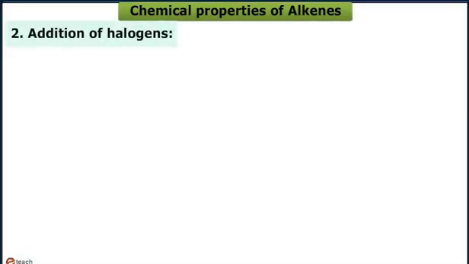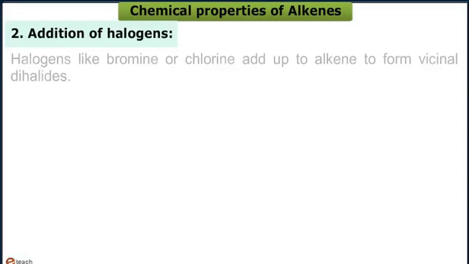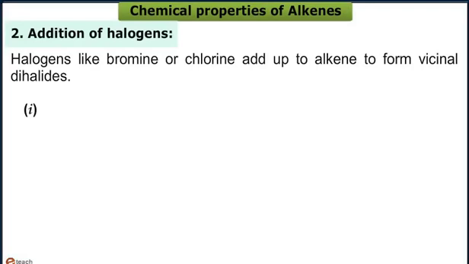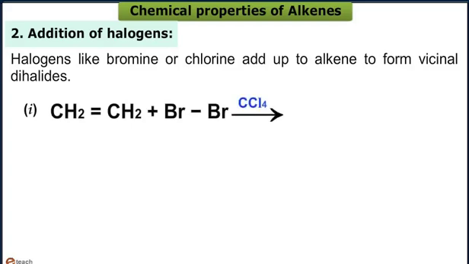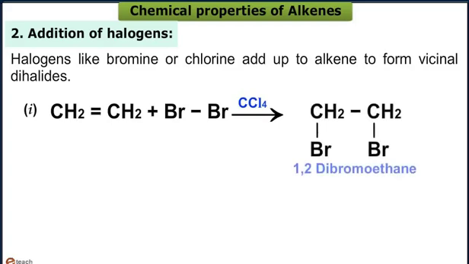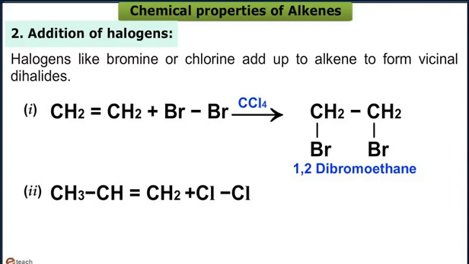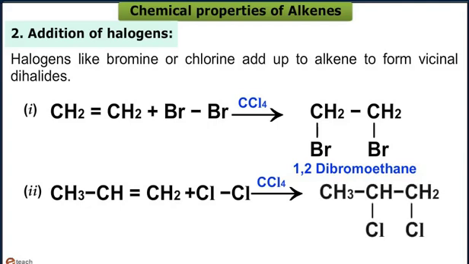The second reaction is addition of halogens. Halogens like bromine or chlorine add up to alkene to form vicinal dihalides. Consider the reaction CH2=CH2 plus Br2 in presence of CCl4 gives CH2Br-CH2Br, known as 1,2-dibromoethane. And also the reaction CH3-CH=CH2 plus chlorine in CCl4 gives CH3-CHCl-CH2Cl, which is known as 1,2-dichloropropane.